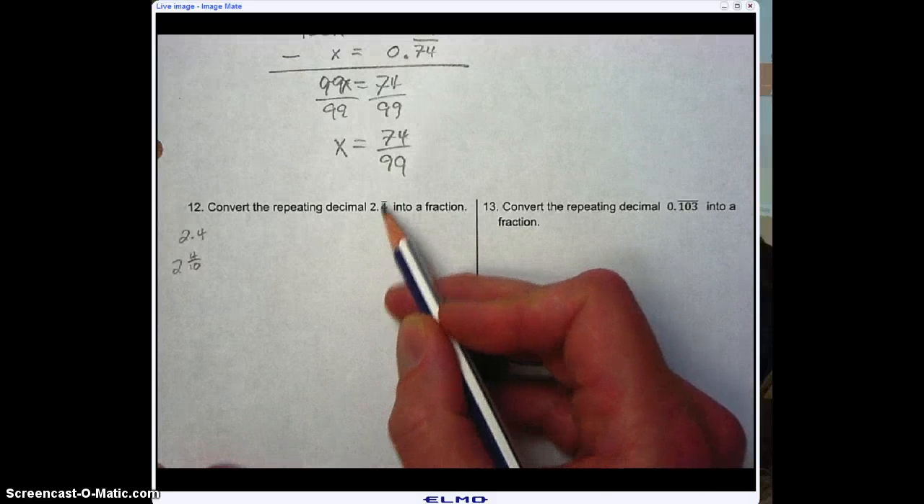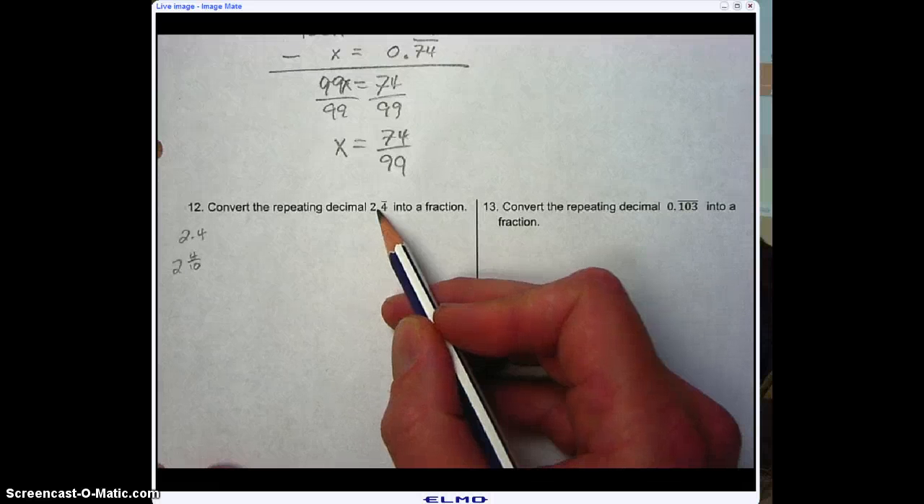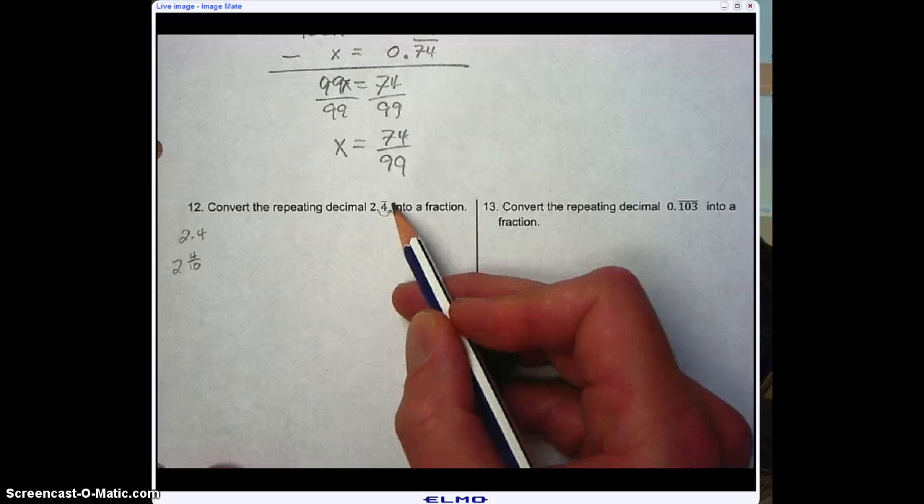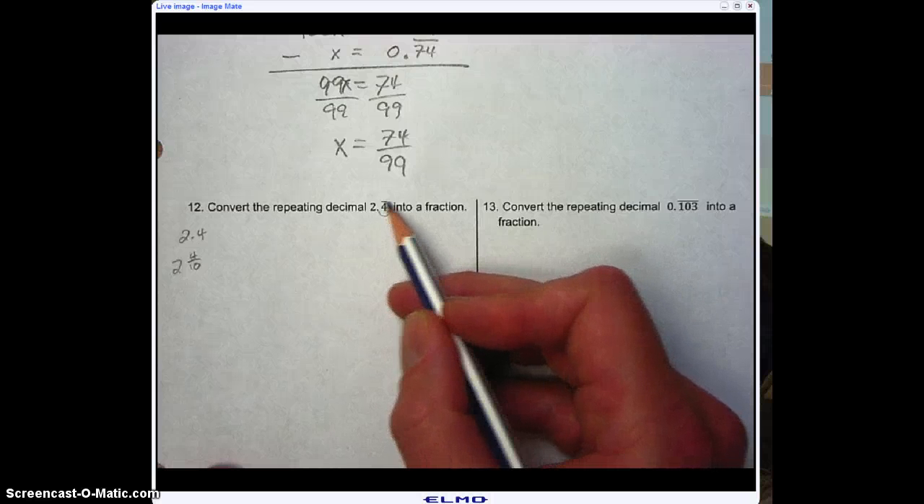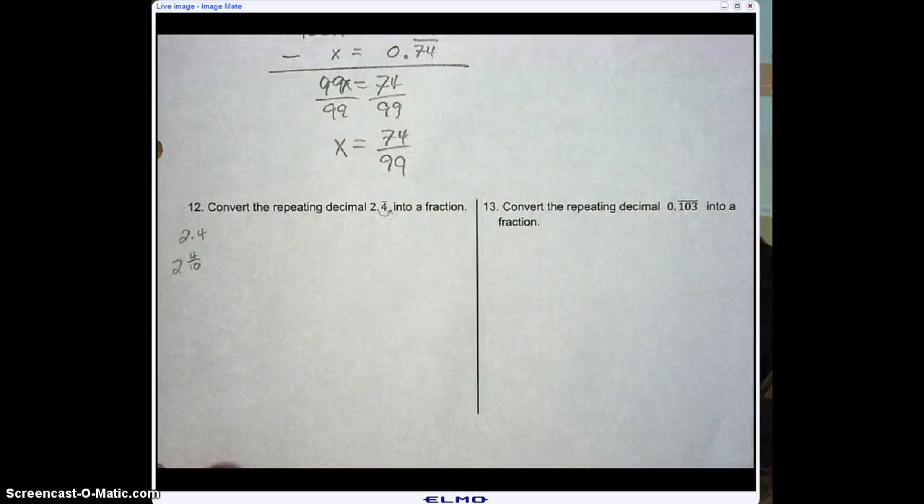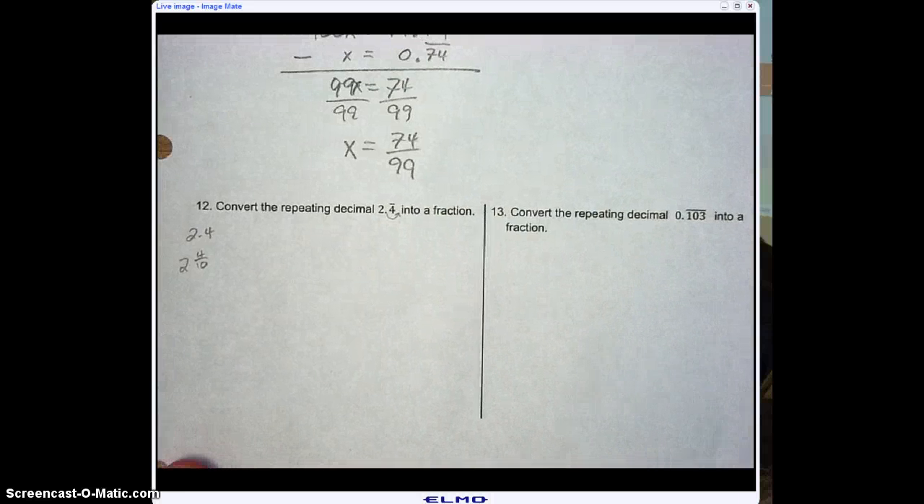Okay, so how many places do I need to move my decimal in order to get this repeating digit to go onto the other side? And of course you see that there's only one repeating digit, so you're going to multiply both sides of this equation by 10. So go ahead and set this up.